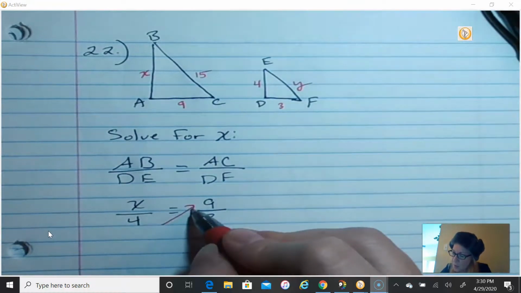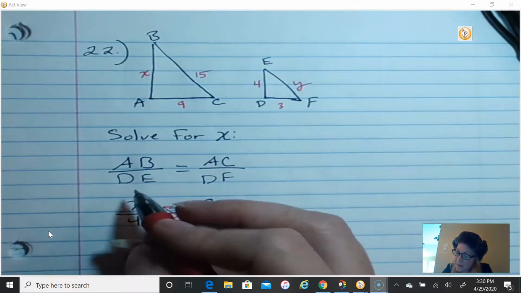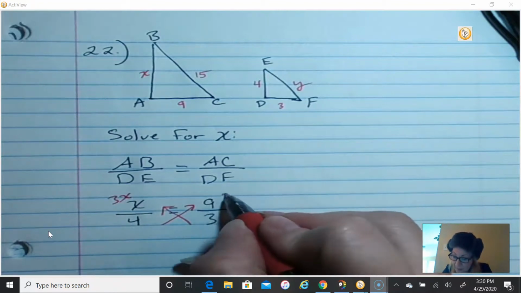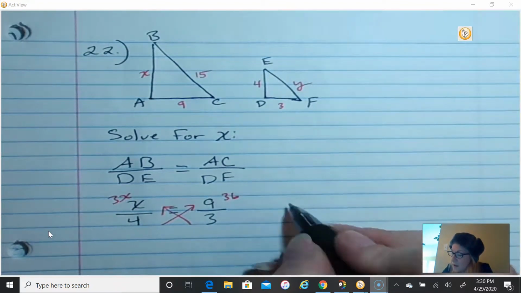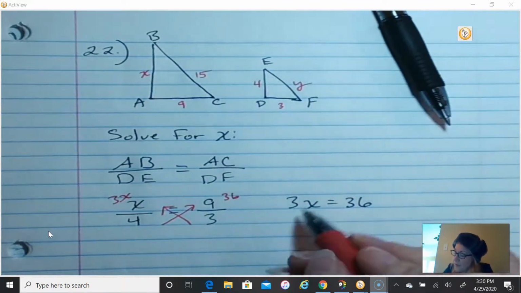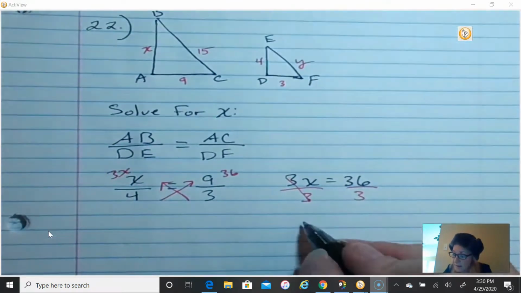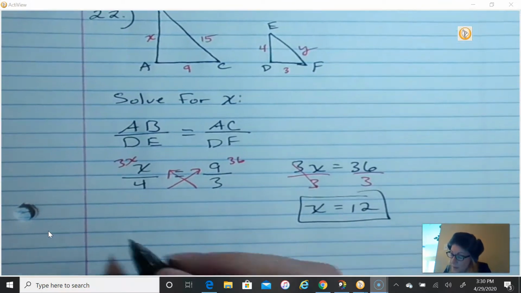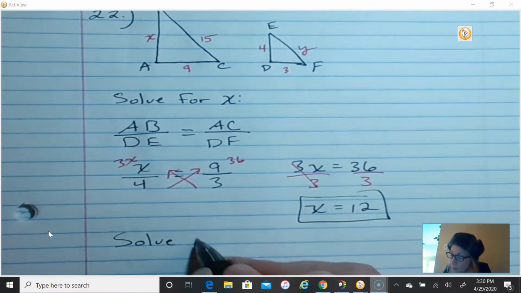All right, cross multiply. 3 times X is 3X. 4 times 9 is what? 36. 3X equals 36. Divide both sides by 3. And I get X equals 12. Okay, we got X. Let's go for Y. So now we're going to solve for Y.